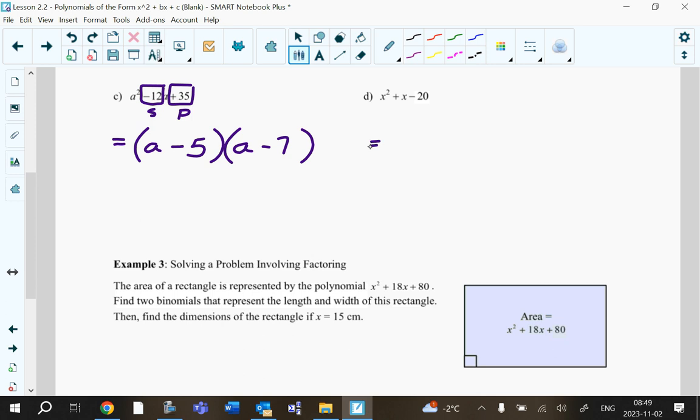The last one here, again, automatic right away. Now these 2 numbers add to get what? 1, right? If there's no number there, we assume it's 1. And they multiply to get negative 20. What 2 numbers fit that? Negative 4 and positive 5.